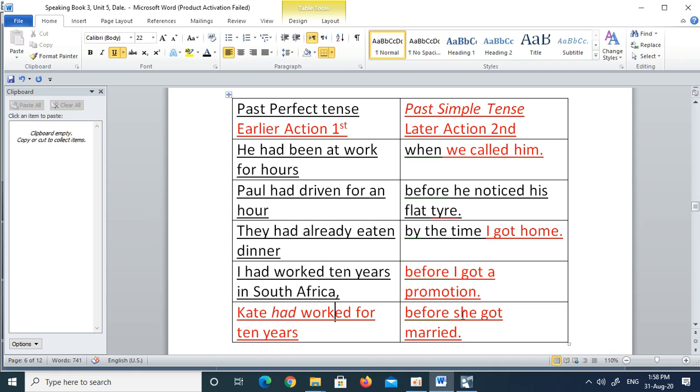Because this is she, you would use a lady's name over here. Kate would be she. You could not put Ali had worked for 10 years before she got married. It would have to be Ali had worked for 10 years before he got married.